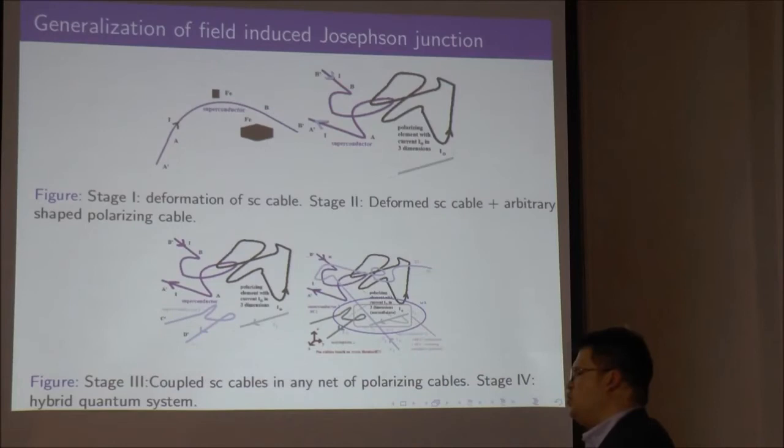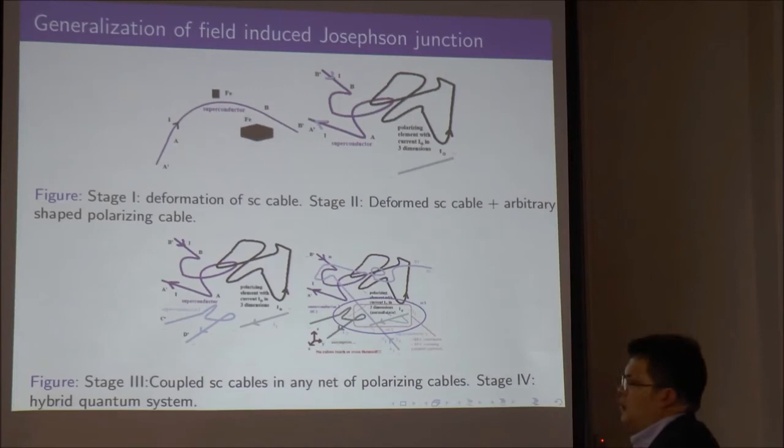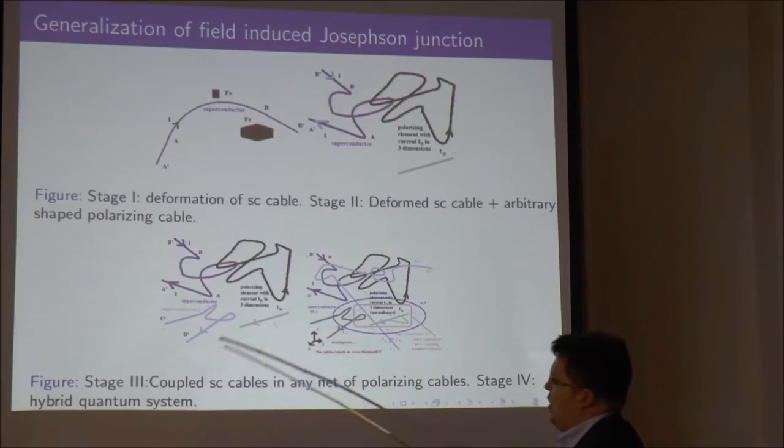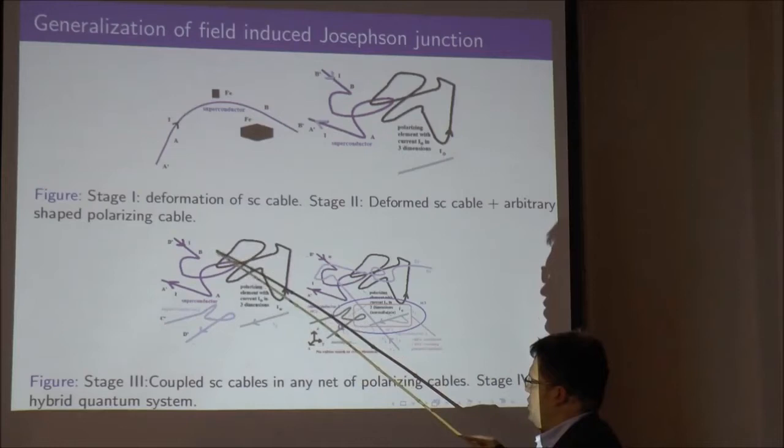We need to solve equations to determine how many Josephson junctions were induced. Of course, it will be judged just by whether the superconducting order parameter magnitude goes to zero. This is information for us that there is a kind of Josephson junction or a vortex present in the system. Then we can actually have superconducting cables, so two vortices and also the polarizing cables.